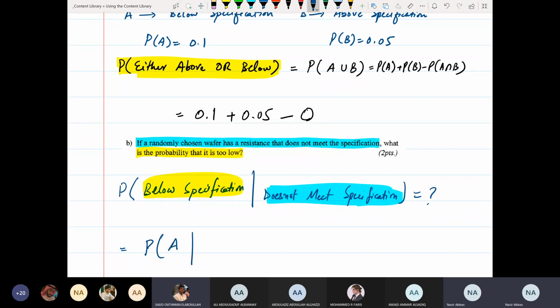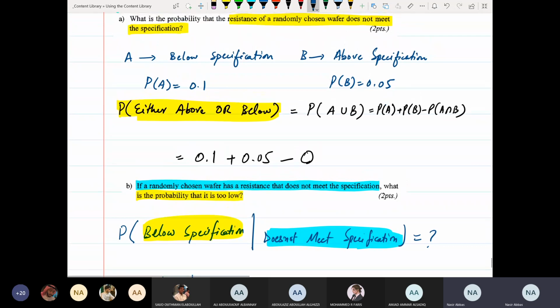A, given. What is the blue thing? Does not meet specification. The whole thing, A and B. Use the proper notation. A intersection B? Ali Abdul Rauf: A union B. Does not meet the specification. Is it A intersection B? No, A union B.